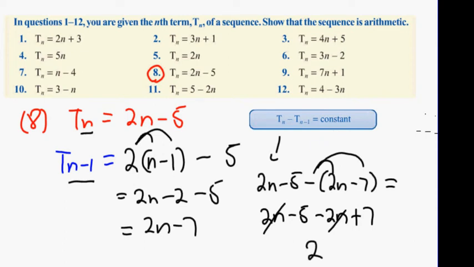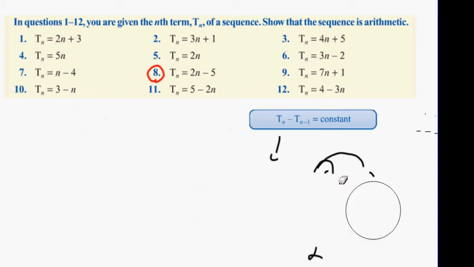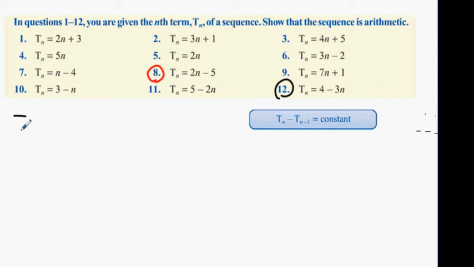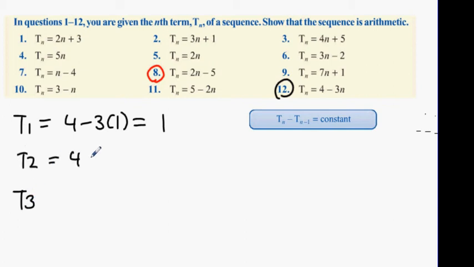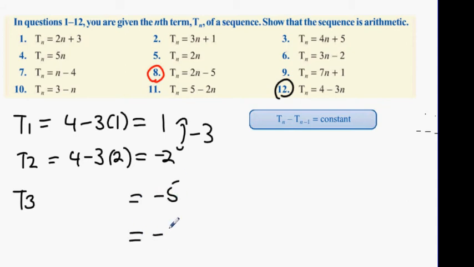We'll do one more. Look at this one as an example. Look at number 12. Can anybody tell me for number 12, what's T1? 4 minus 3 times 1, which is 1. How much is it going down by each time? It's going to go down by 3. It's going down 3 every time. What's the next one going to be? And the one after that? Minus 8. It's always the same difference no matter what, isn't it? The distance is always going to drop by 3.